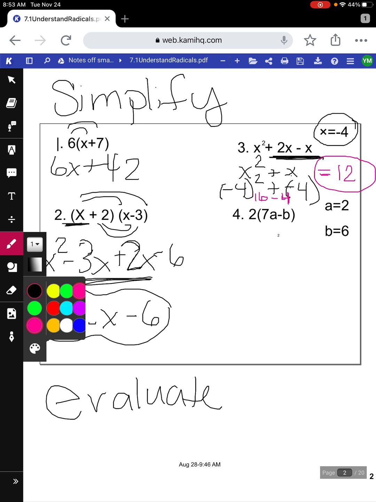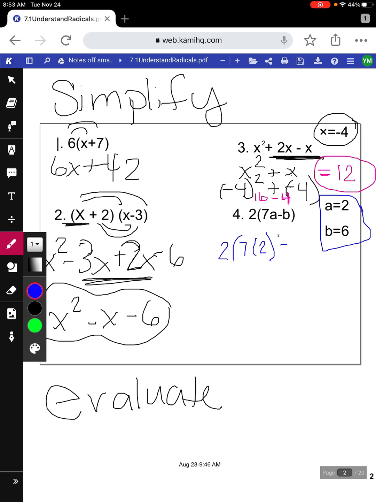The last one, again, I'm going to evaluate for these two values. So I'm going to use my parentheses: 2 parentheses 7 parentheses 2 minus parentheses 6. Okay? And so then I simplify one parentheses at a time. So this is going to be 14 minus 6, and then I have 2 times 8. And then my solution would be 16.